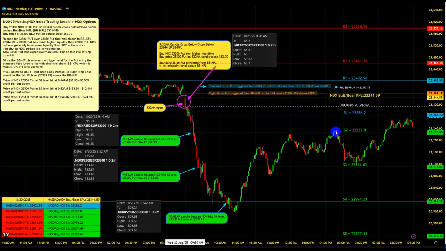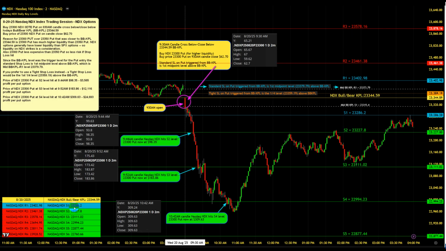Your R levels and S levels are take profit levels from trades taken from the bull bear key price level. The indicator also allows you to display midpoint levels. In this case, we only have the midpoint levels turned on for the one above the bull bear key price level and the one below the bull bear key price level. You can also turn on midpoint levels between each of the other levels if you so desire.